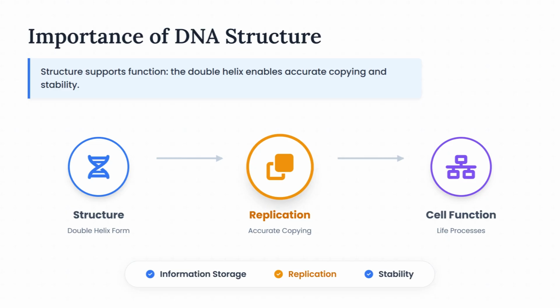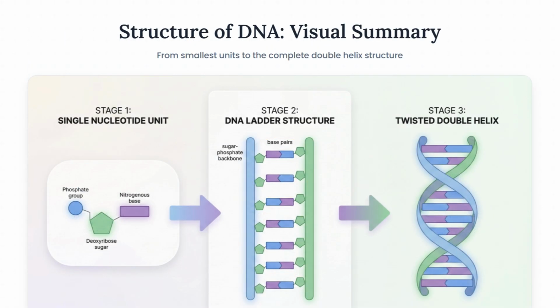To wrap up our understanding, let's look at a visual summary. This is a structure of DNA visual summary. It shows three stages. Stage 1, single nucleotide unit with parts: phosphate group, deoxyribose sugar, nitrogenous base. Stage 2, DNA ladder structure showing base pairs and backbone. Stage 3, twisted double helix. Perfect. This brings our entire lecture full circle.